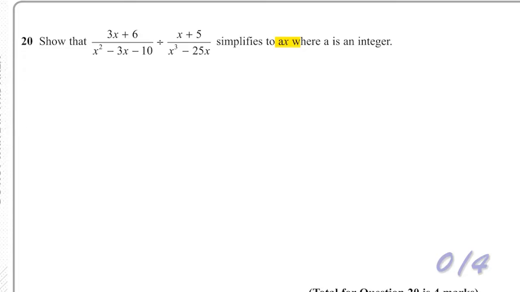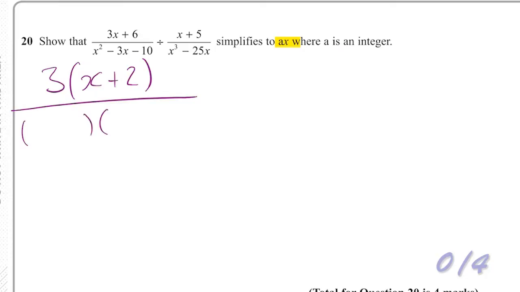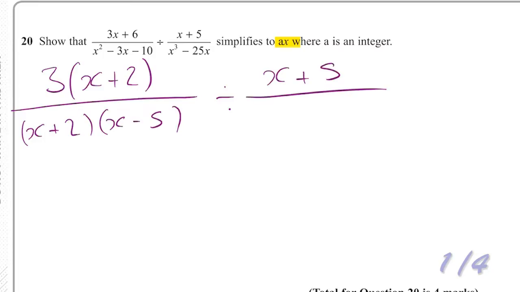Firstly, we have 3x plus 6. That can be factorized by taking 3 out as a factor. So we'll take 3, and we'll get x plus 2. On the bottom, we've got x squared minus 3x minus 10. So as a quadratic, we can factorize that into 2 brackets, x in both. So a number that multiplies to make minus 10 and adds to make minus 3, we're going to get minus 5 and plus 2. That's divided by x plus 5, can't factorize that, divided by x cubed minus 25x.